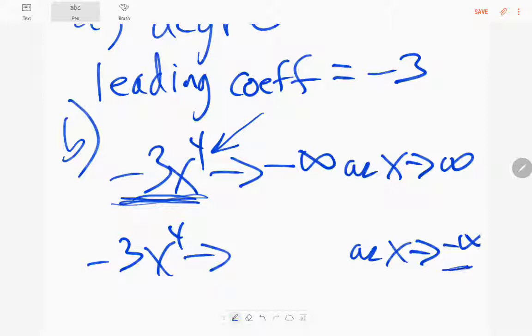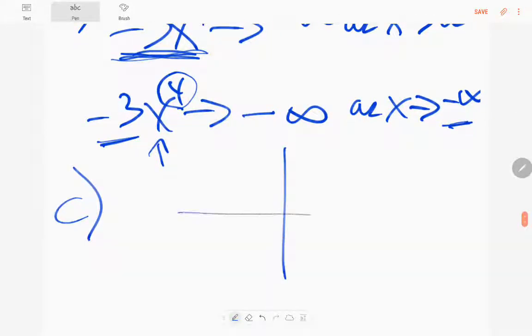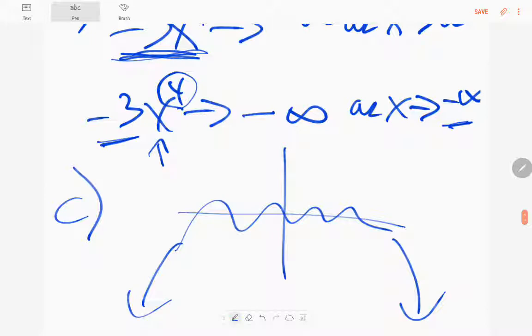If you plug in a huge negative number for x, well, the same thing is going to happen, only because when you raise a negative number to an even power, it turns into a positive. And when you multiply that positive number times negative 3, it's still negative infinity. So this function goes down on both ends. So I'm not sure exactly what it looks like, but I know the end behavior of the graph. So in part C, you just have to pick the one that kind of looks like this, and there's only one choice.